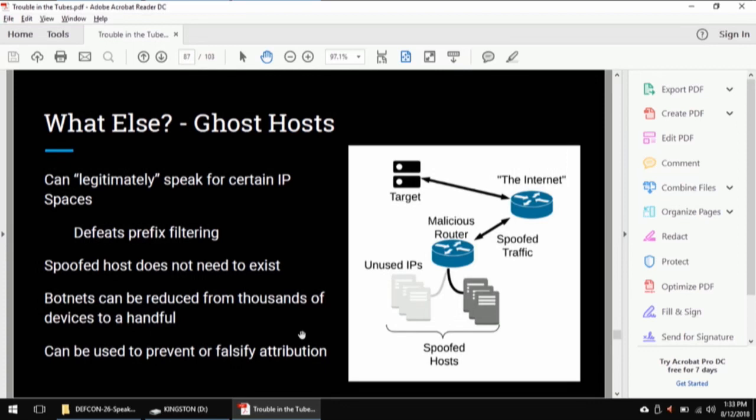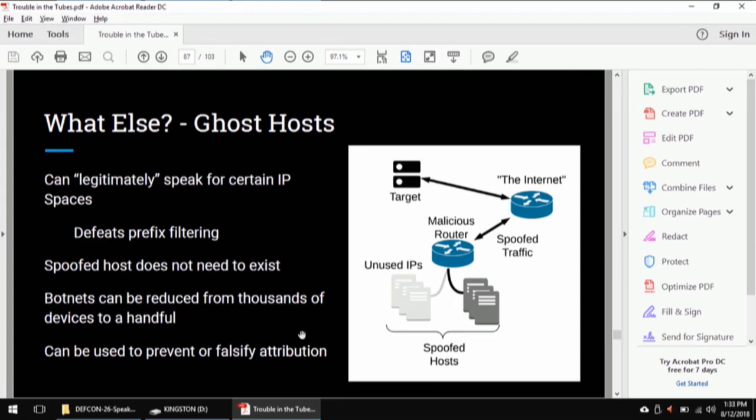So we know that you can prevent IP spoofing by registering a route and making sure that people aren't passing bad routes. But we can also defeat that if we have control of one of the routers. So if you have a router on, say, an internet service provider's network, it has the ability to talk for addresses on that network. And no one's going to question it because it's supposed to be the one carrying that traffic. So doing that, we can defeat prefix filtering.